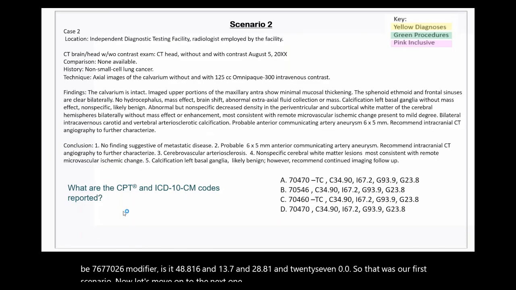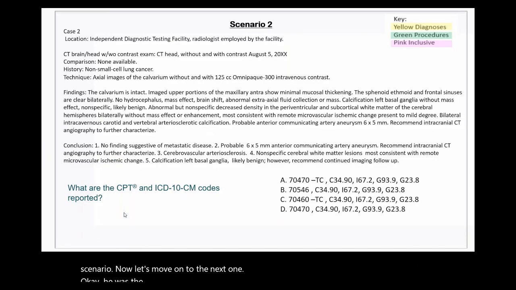Okay, here is the second scenario. And Ms. Katara, please, and thank you.